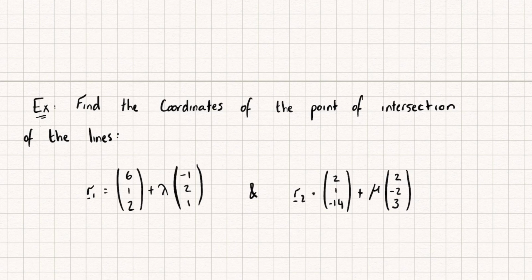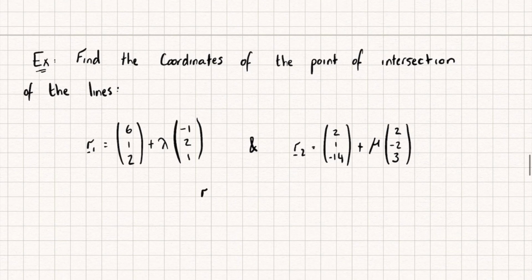Now the key thing to remember here is that with our vector equation of a line, the point R1 or R2 is just describing a generic point on our line. And so at the point of intersection, the value of R1 is going to be equal to the value of R2 because it's the same coordinates, isn't it? It's the point of intersection.